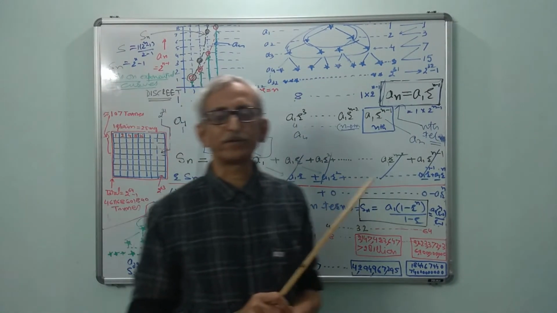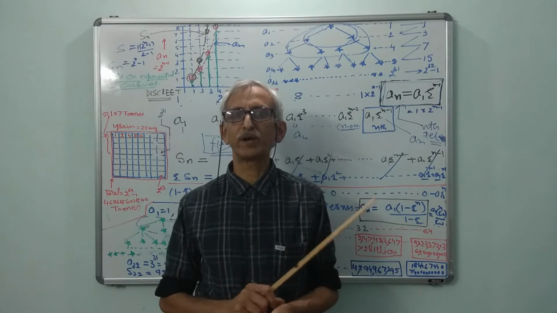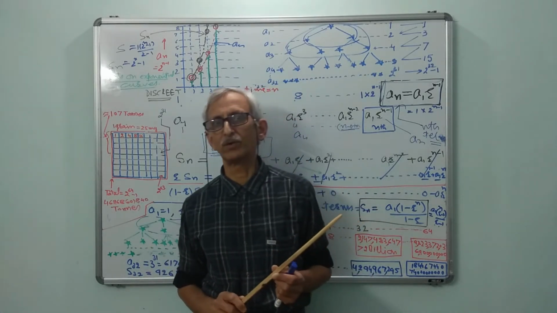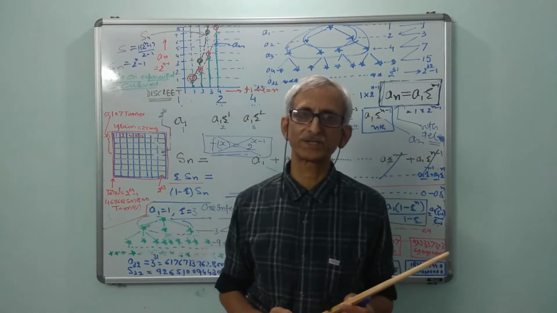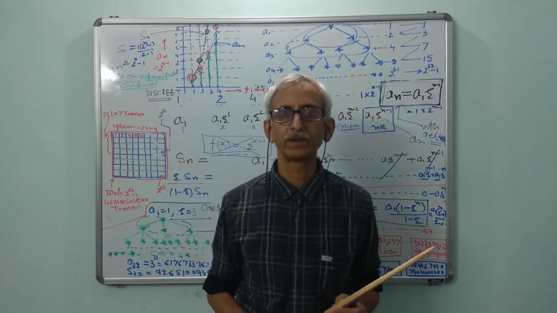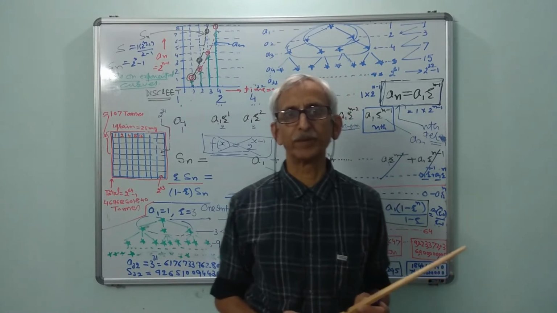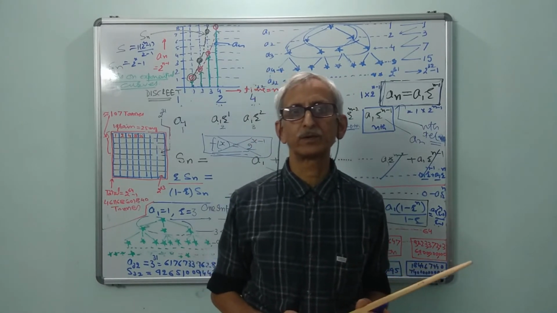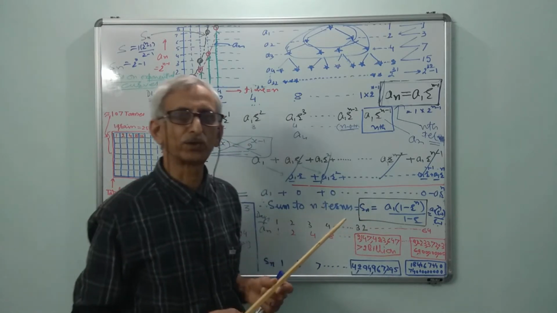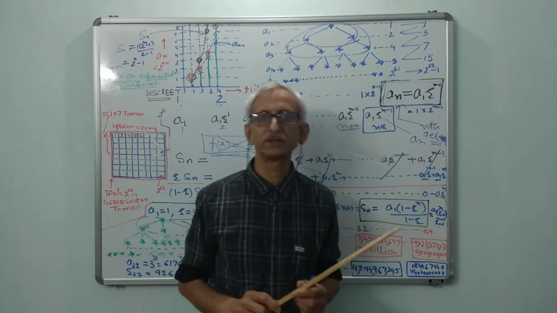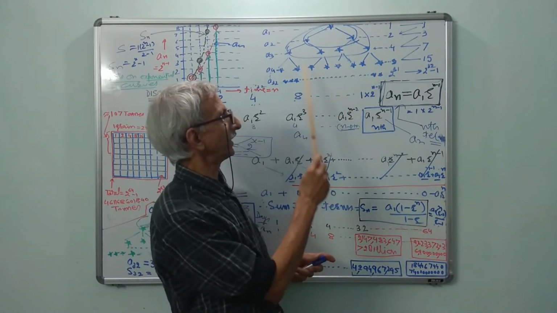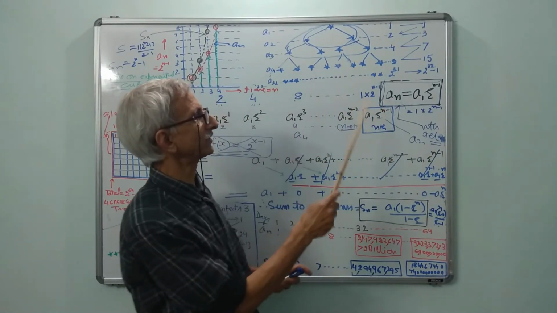Now, in nature we observe a number of phenomena which can be explained only by exponential functions, like bacterial growth, radioactive decay, compound interest problems, and a number of other phenomena in nature. So those I will discuss and elaborate later. For the time being, I talk of geometric sequence.